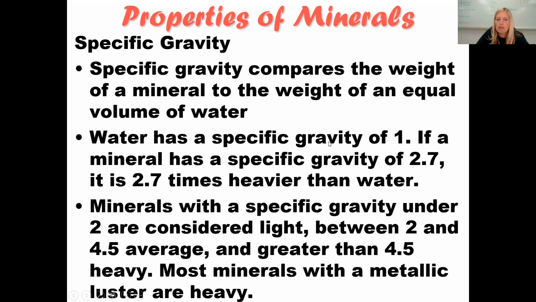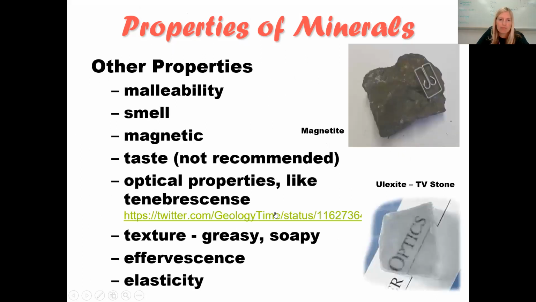If you hear the term light mineral, light just means its specific gravity is under 2. If it's between 2 and 4.5, we call that an average mineral. And if it's over 4.5, we say it's a heavy mineral. Those are usually going to be our ones that have a metallic luster. These are all other properties that we can look at when we're describing a mineral or just trying to determine what the mineral is, like if we're out in nature and we want to know what kind of mineral we're looking at.